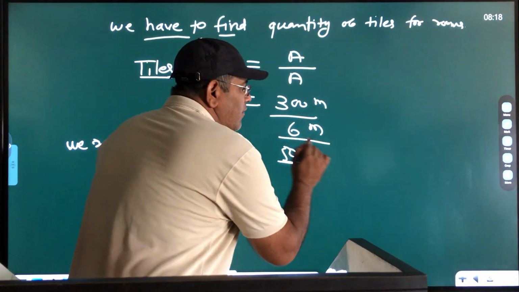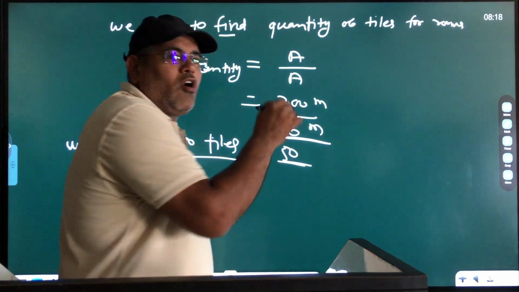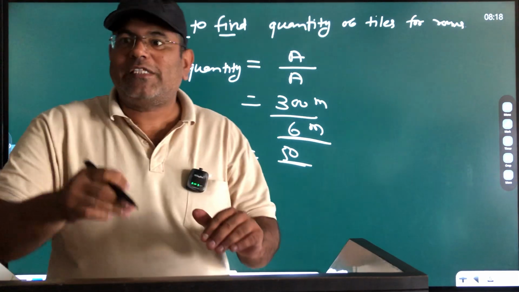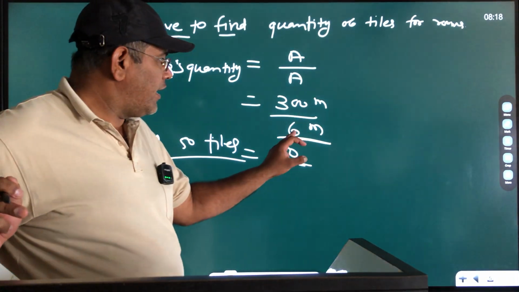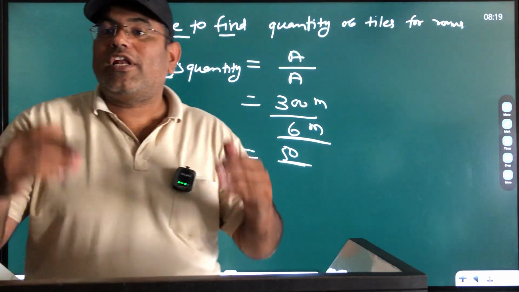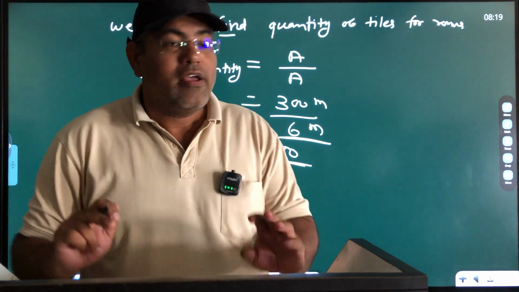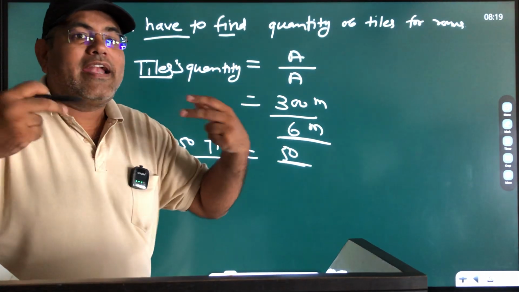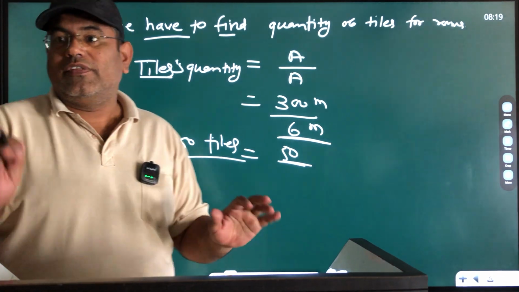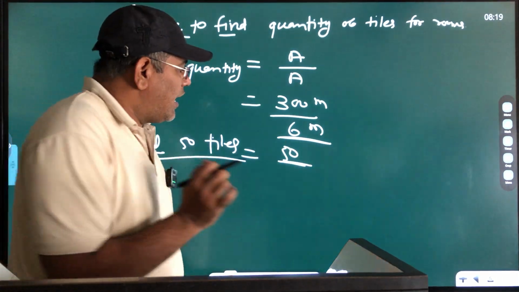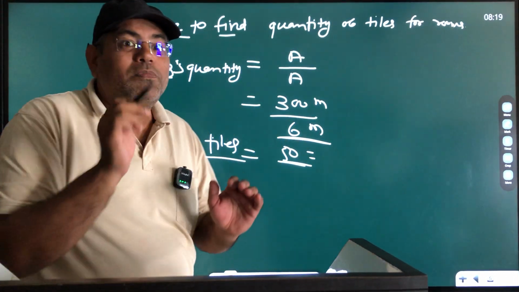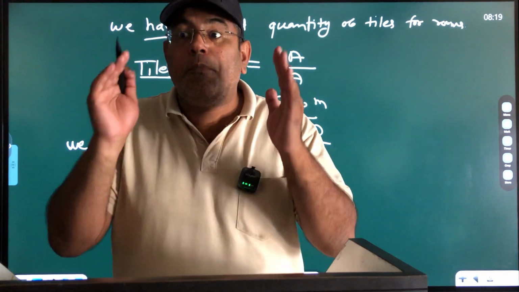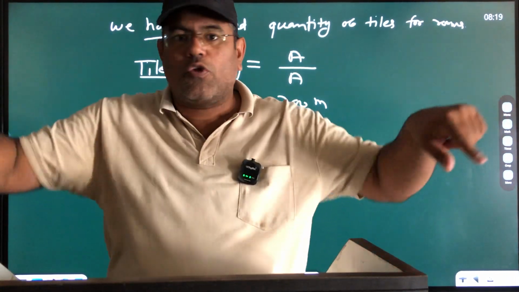300 meter divided by 6 meter. 6 meter is the total space of the tile. And 300 meter is the total space for a room. So 300 meter will be divided by 6 meters. So we will get answer 50. That's not 50 meter. 50 is the quantity of the tiles. It means we require 50 tiles for a particular room.